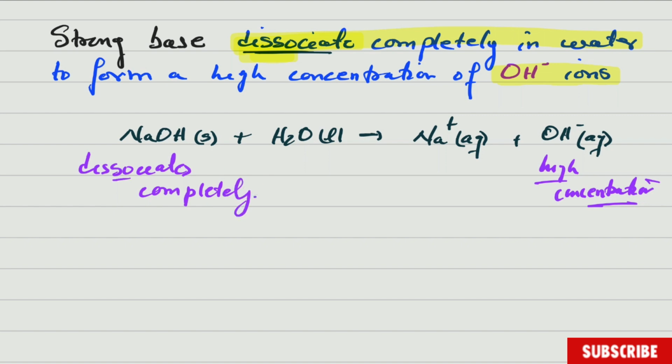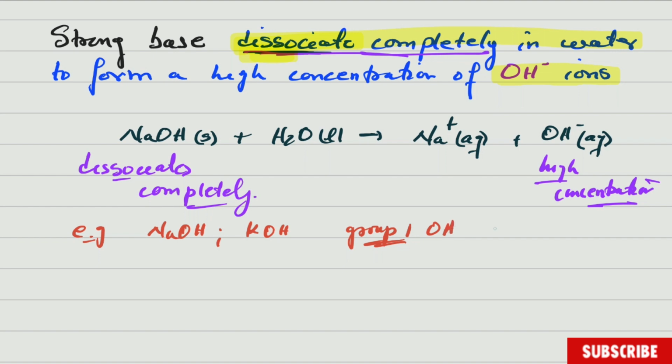Now, how do you know if it's a strong acid or a strong base, guys? They're going to tell you that the following substance dissociates completely or incompletely in water, and from there you can see if it's a strong acid or strong base. But now, examples of strong bases are sodium hydroxide, potassium hydroxide, and any group 1 hydroxide is a strong base.